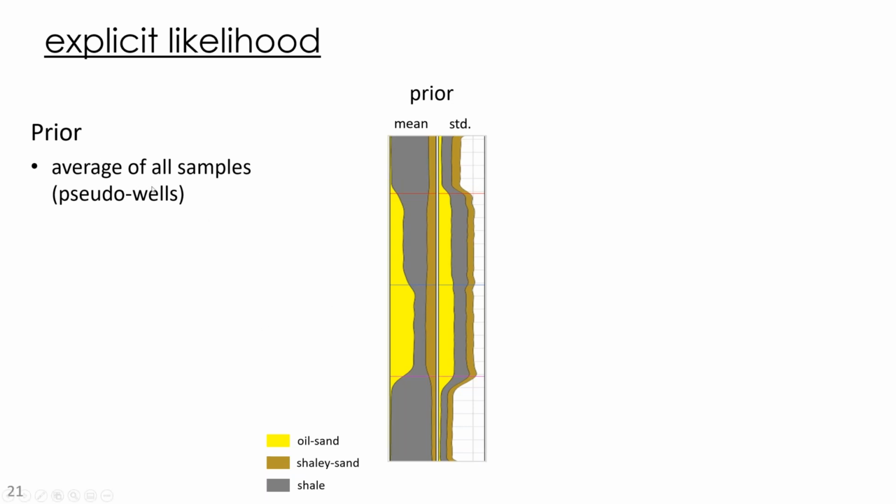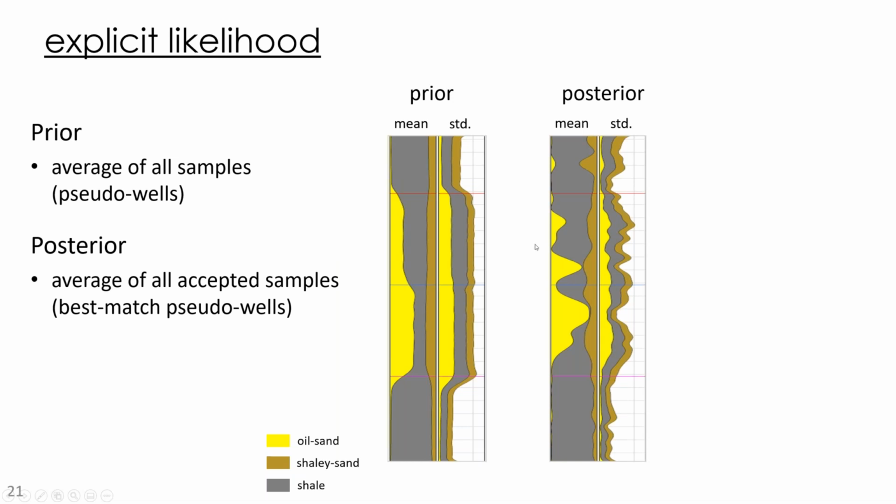So the prior information is just the average of all the pseudo wells. If you average the facies vectors of all 10,000, 20,000 pseudo wells, this is what you'll get. So these are the mean proportions of the three facies, in this case, oil sand, shale sand, and shale. And these are the standard deviations of those three facies. And also, if we average the accepted samples, the best matched pseudo wells, then that gives us the posterior distribution. So again, the mean of the facies proportions and the standard deviation here.